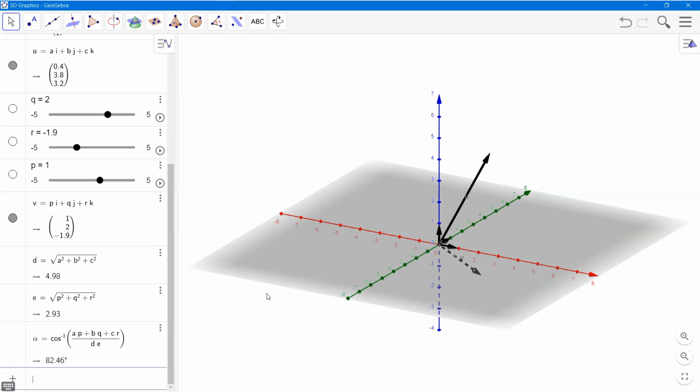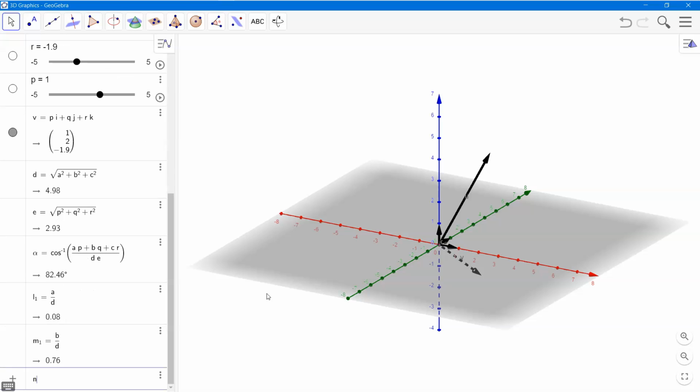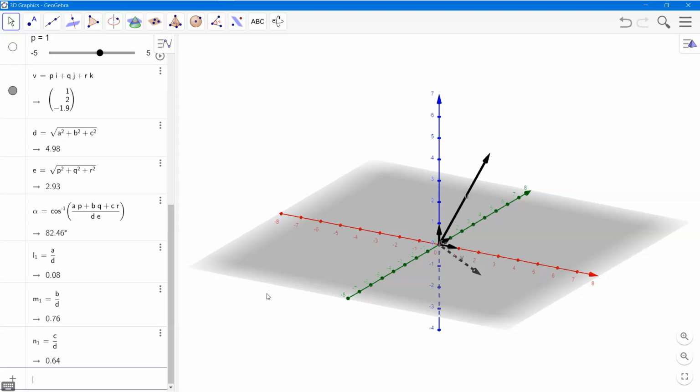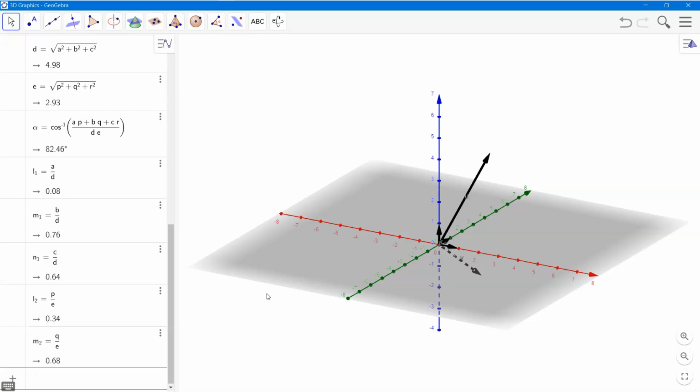Now let's do it using direction cosines. But for that we have to first evaluate the direction cosines. So l1 is equal to a by the magnitude of the vector, that is D. m1 is equal to b by D. n1 is equal to c by D. So these are the direction cosines of the first line. Similarly, let's look at the direction cosines of the second line. So l2 is equal to p by E, m2 is equal to q by E, and n2 is equal to r by E.